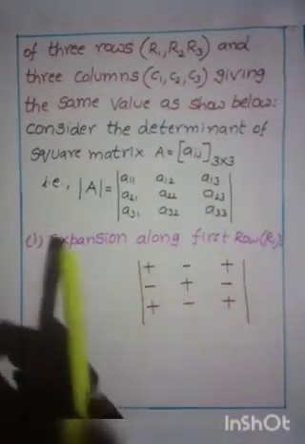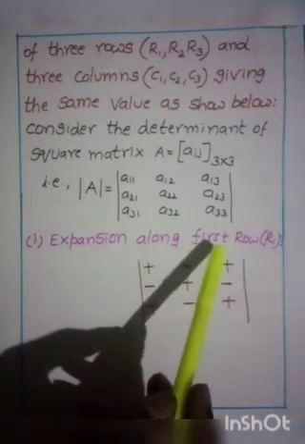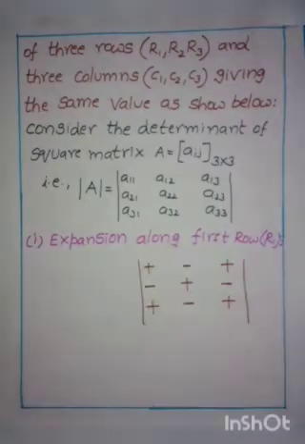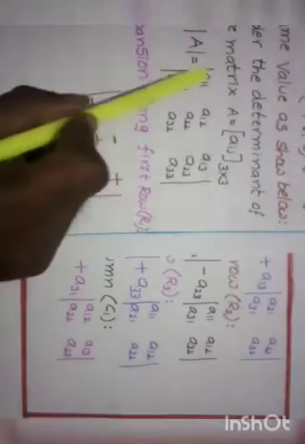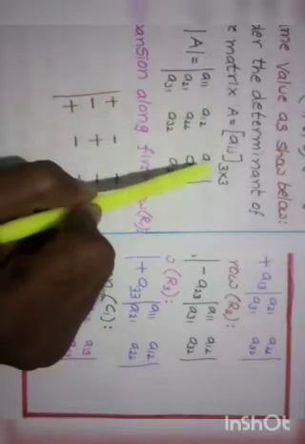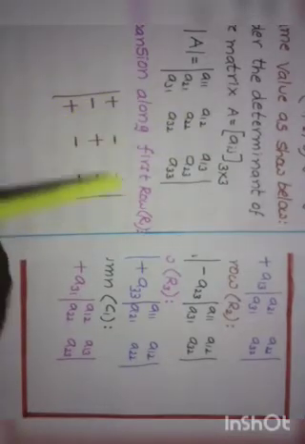Okay, my dear children. Now we expand the determinant of this matrix along the first row. See here, what are the elements in the first row? A11, A12, A13. And again, remember these symbols: plus, minus, plus.